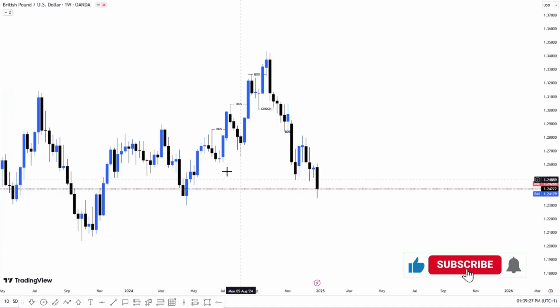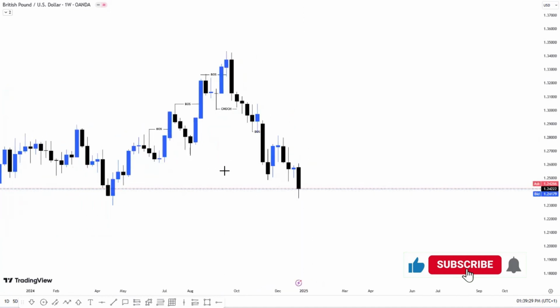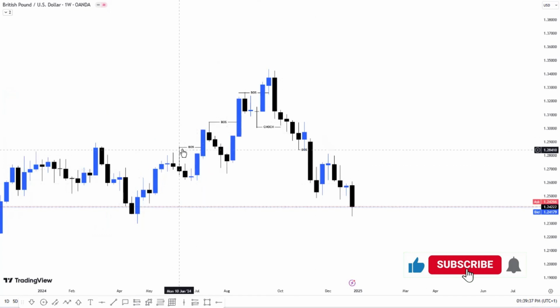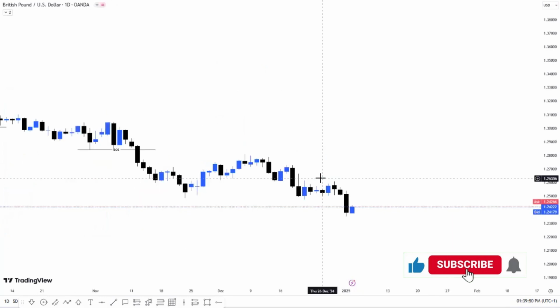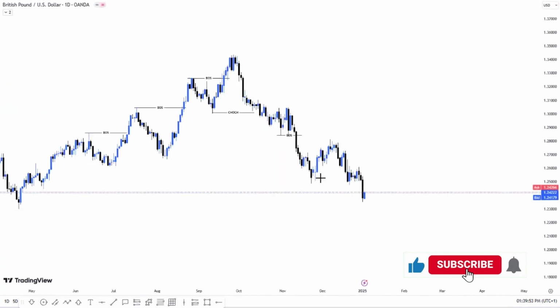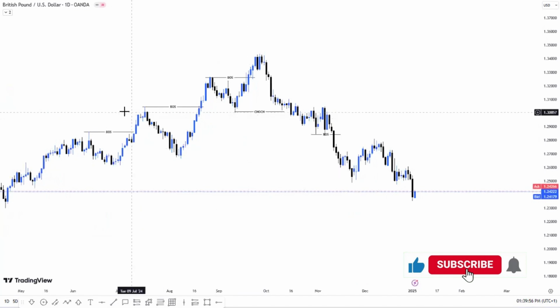If you are going to read the chart, I'm going to see break of structure, break of structure, break of structure, and change of character. Let's go to the lower time frame so we can see it very well. On this time frame, we have a break of structure, a break of structure, a break of structure, a change of character, then we have a break of structure around here as well.